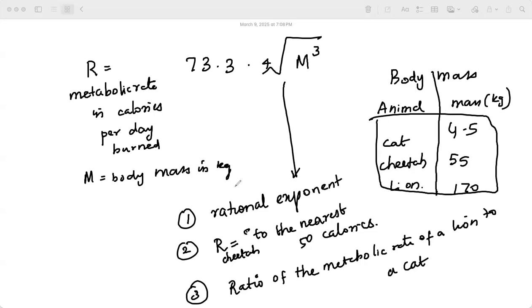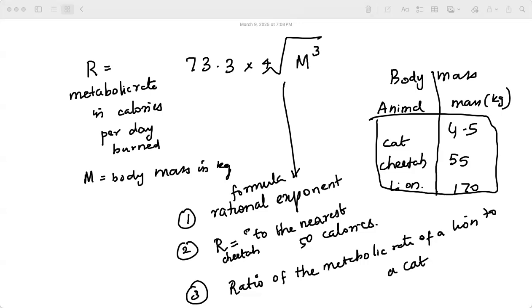First, you express the formula. What is the formula? R will be equal to 73.3 times the 4th root of M cubed. Number 1, write it with a rational exponent. Number 2, find the metabolic rate of a cheetah to the nearest 50 calories. The third one is find the ratio of the metabolic rate of a lion and a cat.